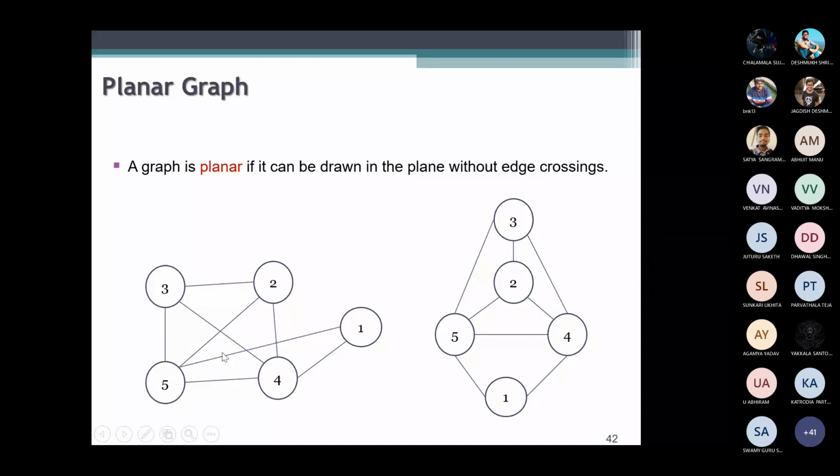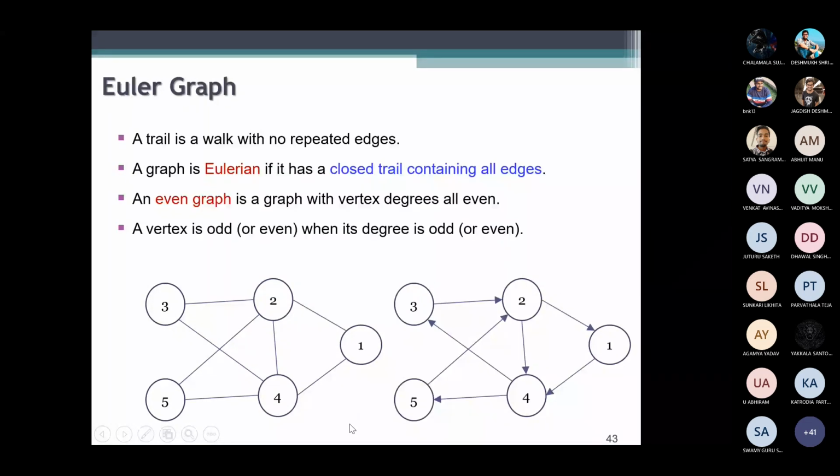However, this is a planar graph, but the drawing is not planar. So you see that a graph is planar if it can be drawn in the plane without edge crossing. So this graph can be drawn in the plane without edge crossing in this fashion. So it is a planar graph. So this graph is also a planar graph. Okay, and the drawing without edge crossing is called a planar embedding of a graph.